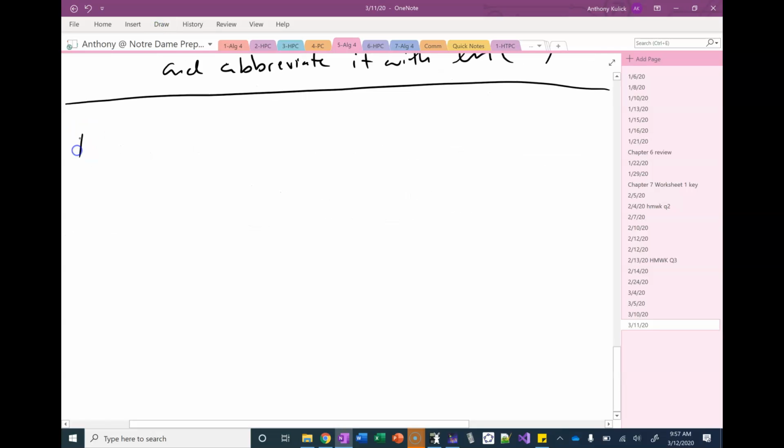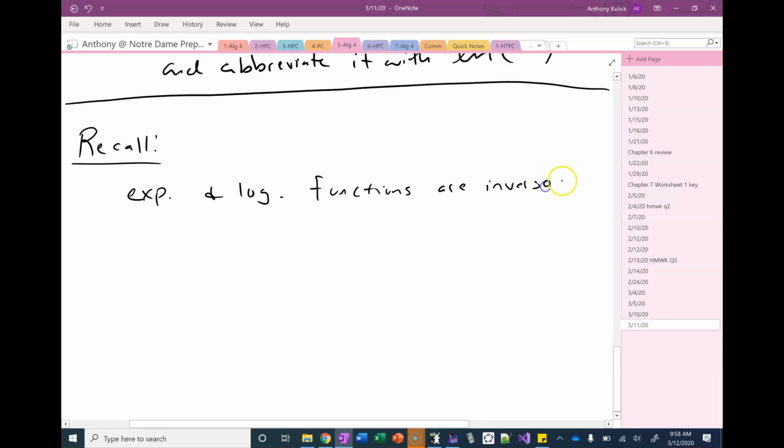So the next thing I want you guys to remember is, was it yesterday? No, it was last time though. We said that exponential and logarithmic functions are inverses. Do you guys remember when we said this? Before we started talking about logarithms, we spent some time talking about inverses again so we could remember what that meant.